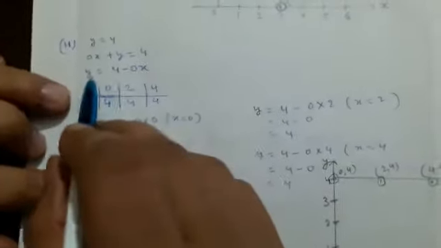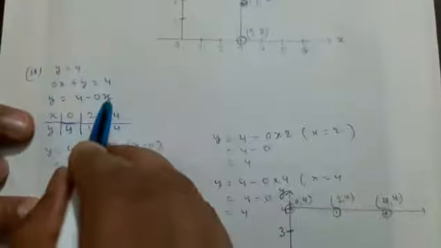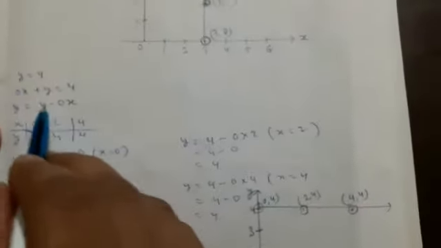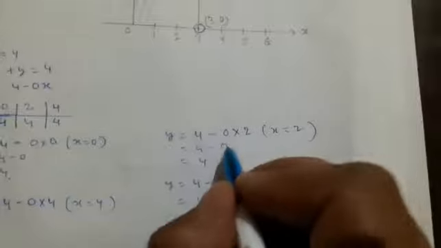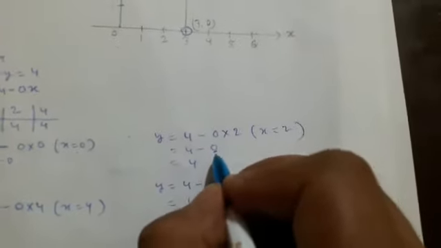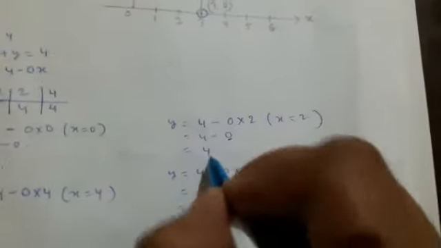Then when x is equal to 4, then y is equal to 4 minus 0 into 4, that is also 0. Then this is also 4. And when we take the value of x as 2, y is equal to 4 minus 0 into 2, that is also equal to 0. 0 into 2 is equal to 0. So y is equal to 4.